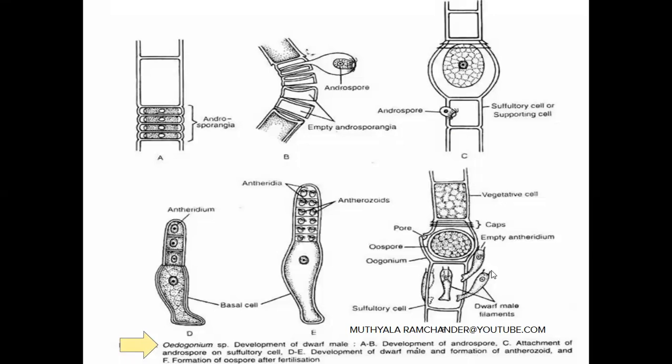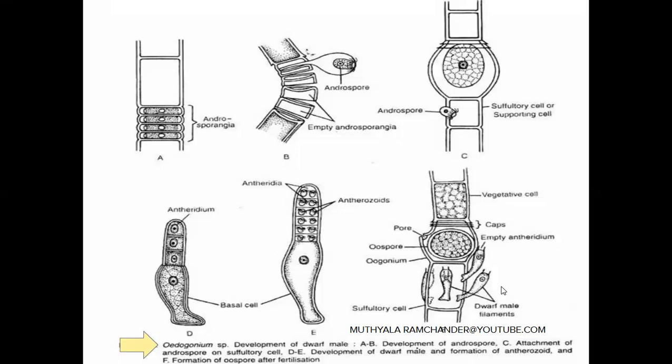The dwarf male filament produces a large number of antheridia. From these antheridia, male gametes, antheriozoids, are developed. The antheriozoids are released from the antheridium and received by the receptive spot. Male gametes, or antheriozoids, enter the oogonium and fuse with the egg nucleus to form a diploid zygote, the oospore. This is gynandrous reproduction.